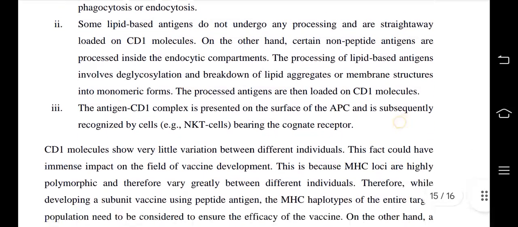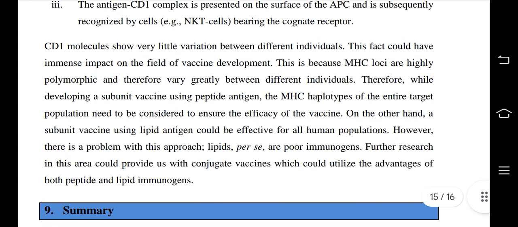CD1 molecules show very little variation between different individuals. This fact could have immense impact on the field of vaccine development. This is because MHC loci are highly polymorphic and therefore vary greatly between different individuals. Therefore, while developing a subunit vaccine using peptide antigen, the MHC haplotypes of the entire target population need to be considered to ensure the efficacy of the vaccine. On the other hand, a subunit vaccine using lipid antigen could be effective for all human populations.